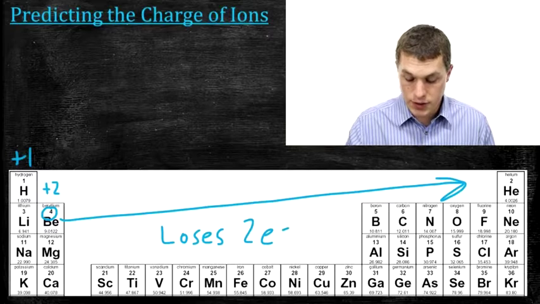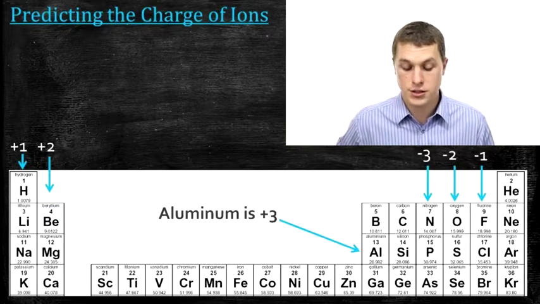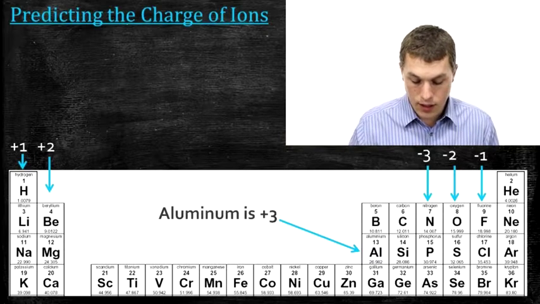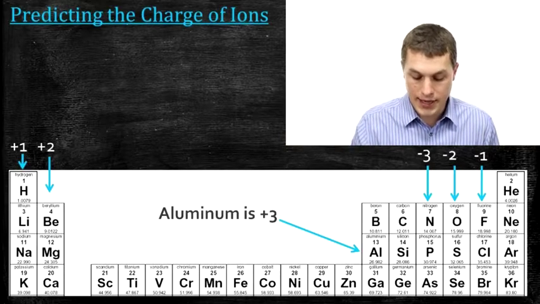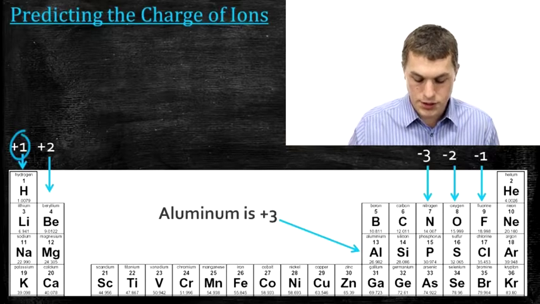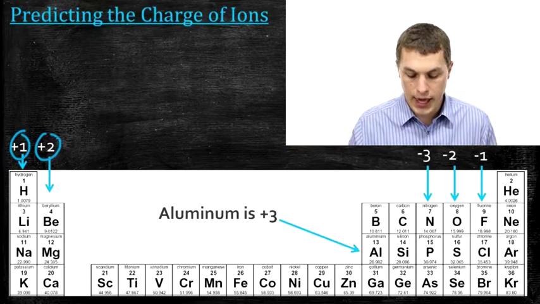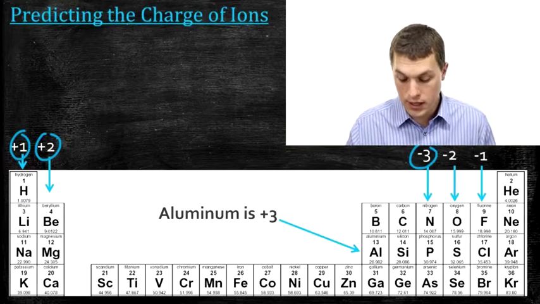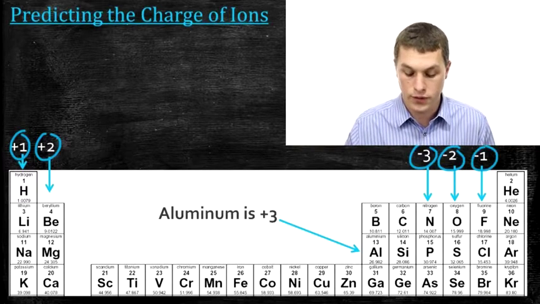And here on the next page, we're going to show you what all the charges are based on column. And so we see that on the far left here, that hydrogen, lithium, sodium, potassium tend to be positively 1 charged, the next row positively 2. And then way over here, we get negative 3 for the nitrogen column, negative 2 for the oxygen column, and negative 1 for the fluorine column.